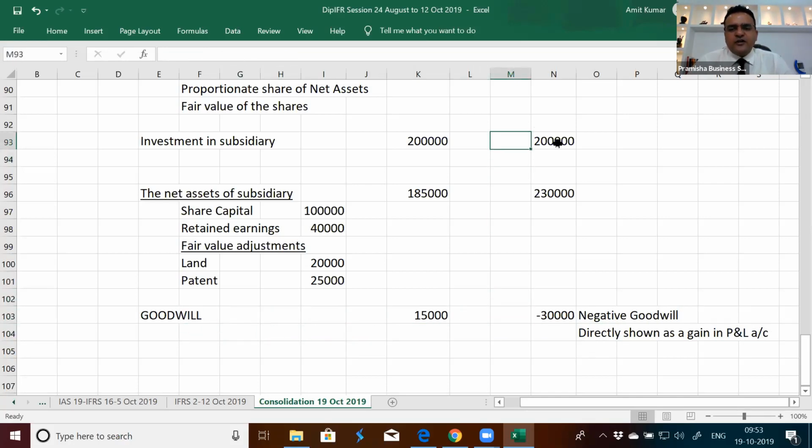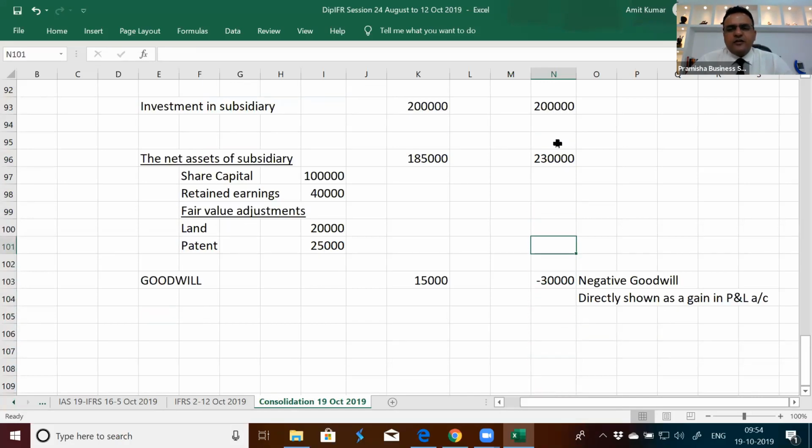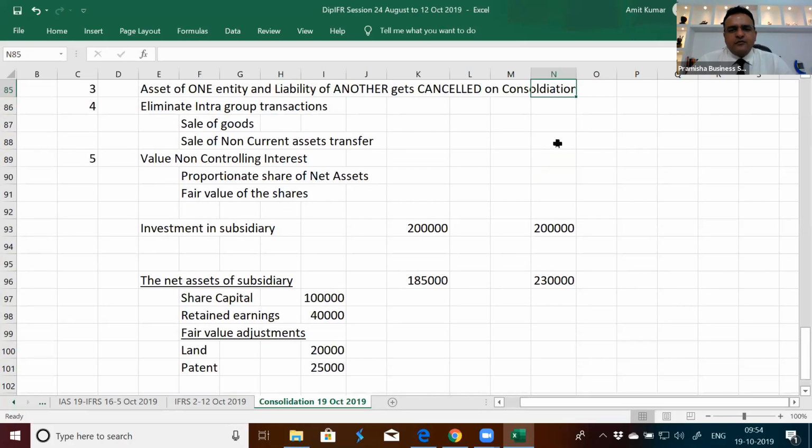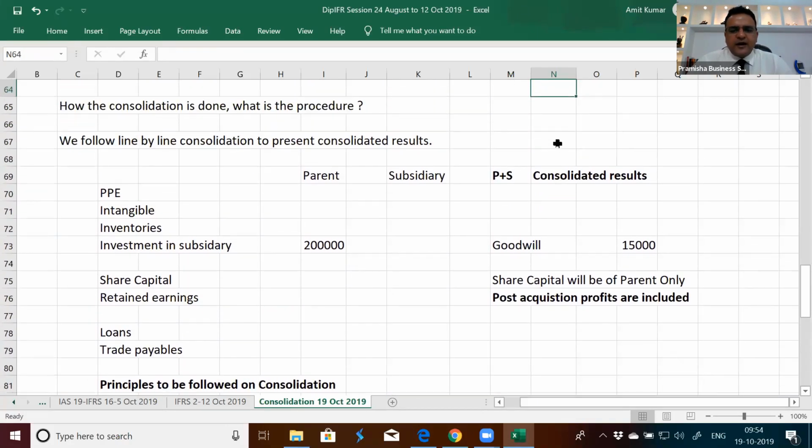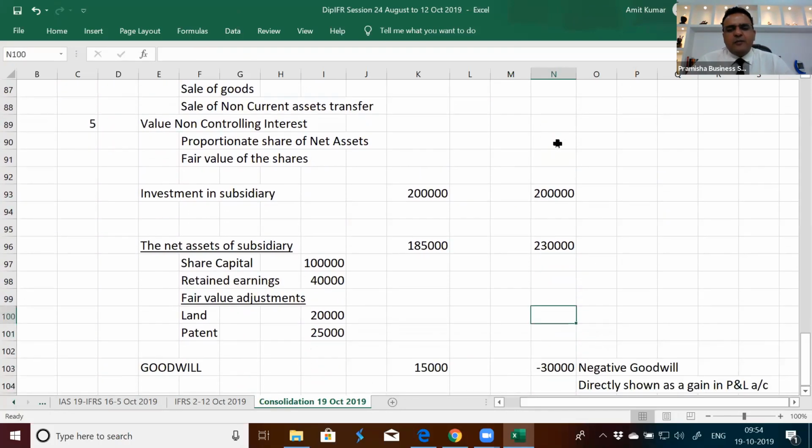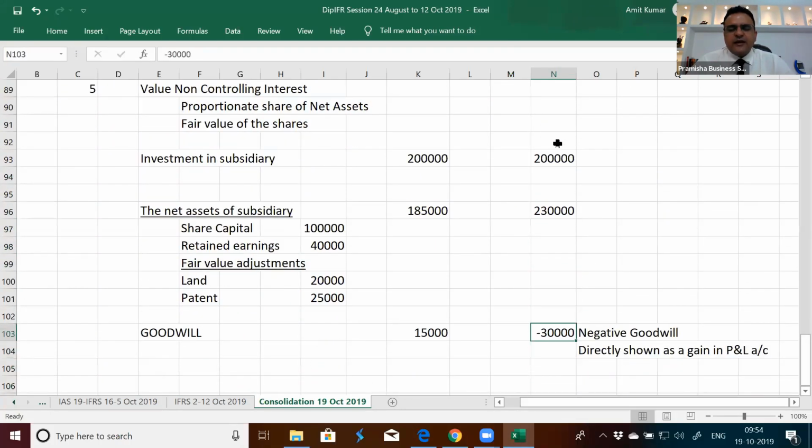This entire amount of 200,000 gets cancelled with 200,000. So the P&L will suffer by 30. Not suffer exactly. We have been successful in buying net assets worth 230,000 by paying only 200,000. So is it a gain? Negative goodwill is a gain for the parent company, that they are good negotiators. It's like Lakshmi Niwas Mittal buying companies and then reviving them. By paying just 200,000, they were able to acquire net assets which have a fair value in the market worth 230,000. So they are good negotiators. There is a gain of 30,000 directly shown in P&L.